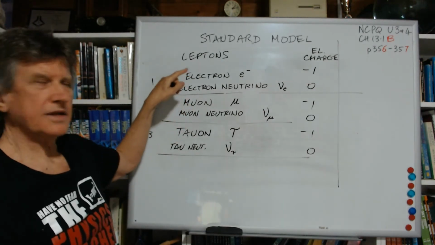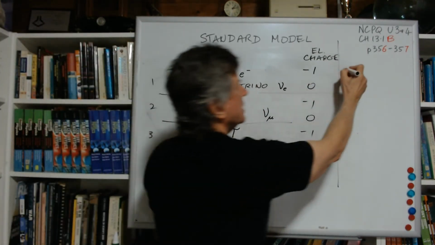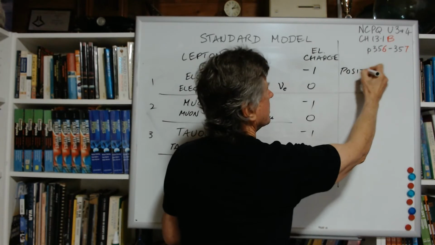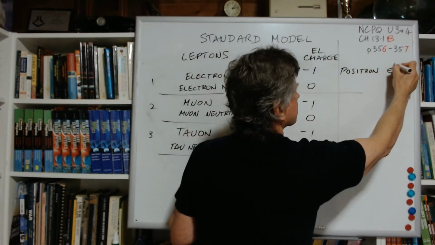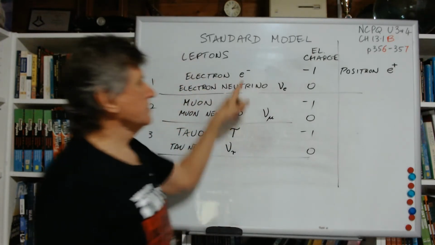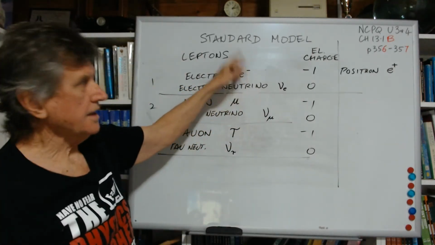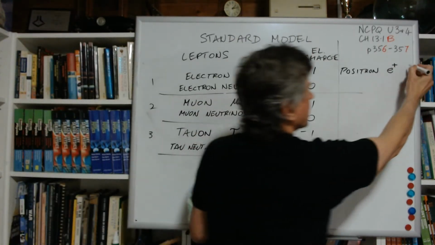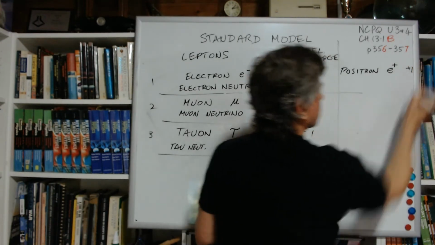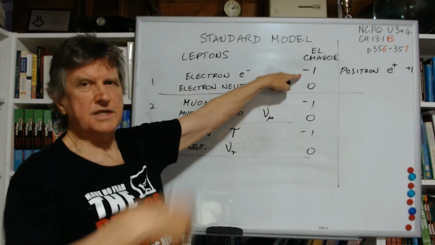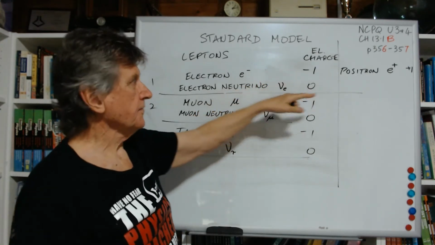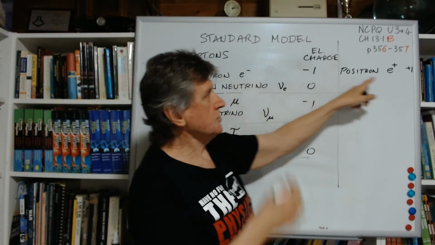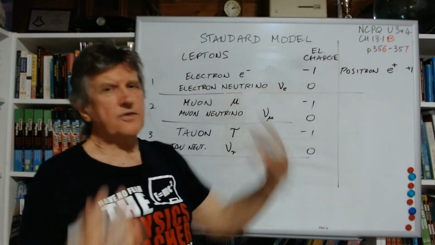Now the antiparticle of the electron is a positron, and it would be E+, okay, because this is negative and it has the opposite charge, and the charge on that would be 1+, okay, because it's the antiparticle. Now you could also call it the anti-electron. The anti-electron and the positron, they both mean the same thing.